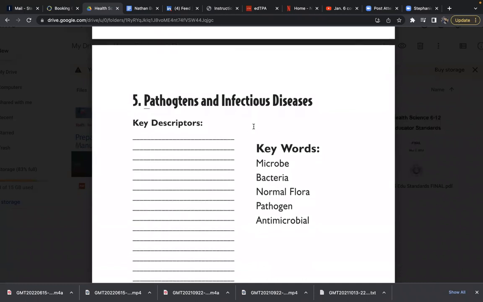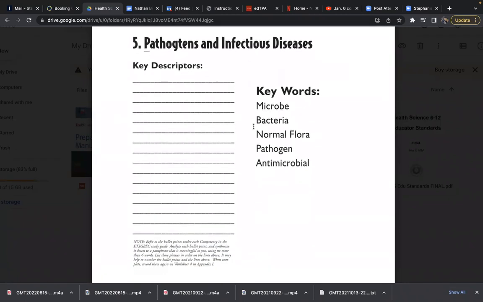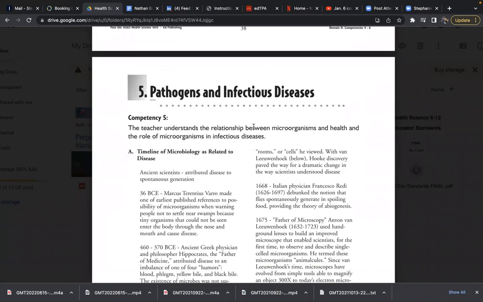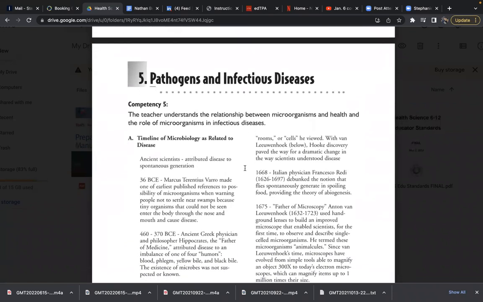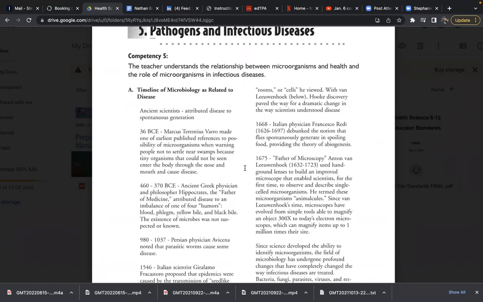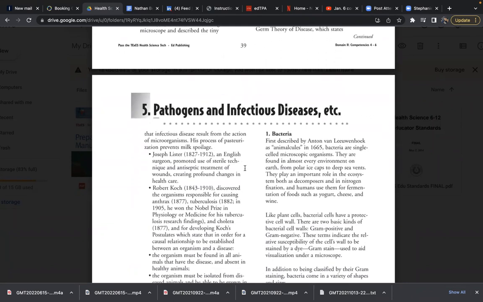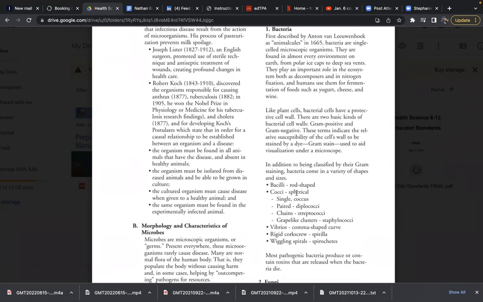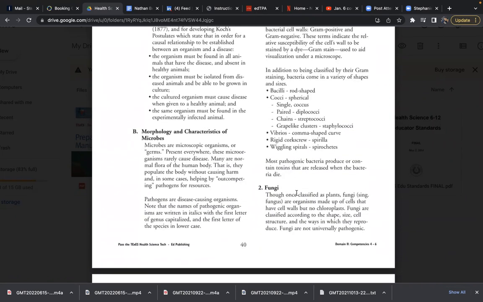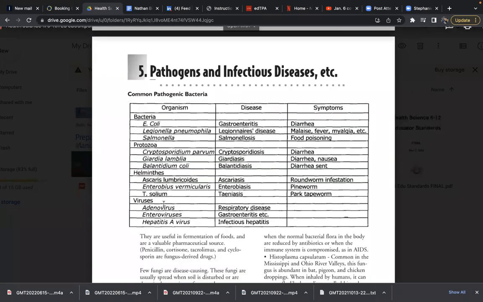Then you have pathogens and microbiology. So the teacher understands the relationship between microorganisms and health, and the role of microorganisms in infectious disease. So just understanding the history of it, the timeline briefly of microbiology, but then later really looking at the different types of bacteria that there are, fungi, protozoa, and what those things might cause. Clearly we don't want you to memorize these, but you do have to have a working knowledge for the purposes of this exam.